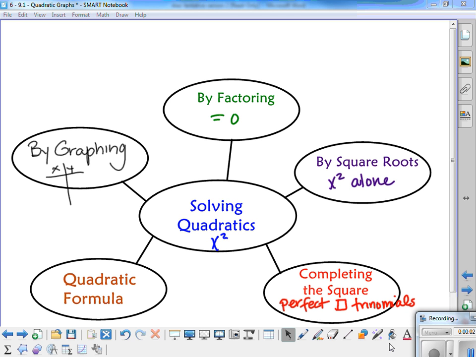Okay, so far, first thing we learned was by factoring, then square roots, then completing the square. We learned the quadratic formula, and today we're going to talk about solving by graphing.